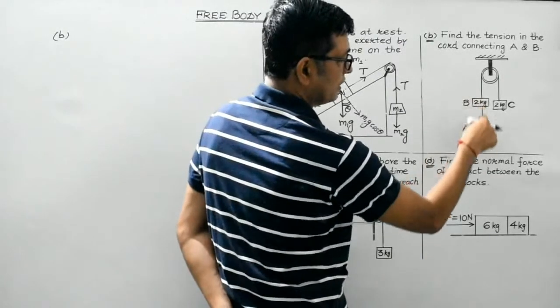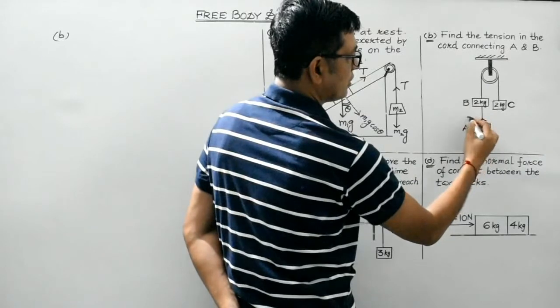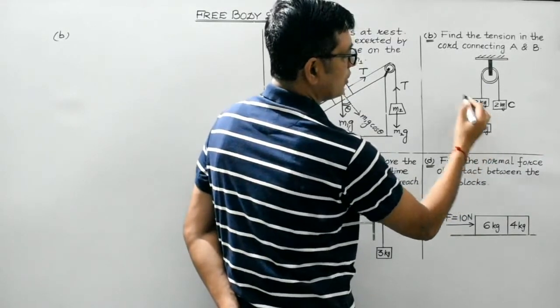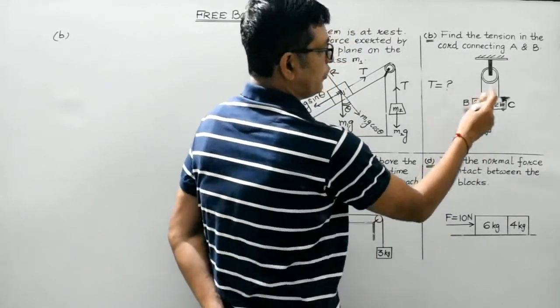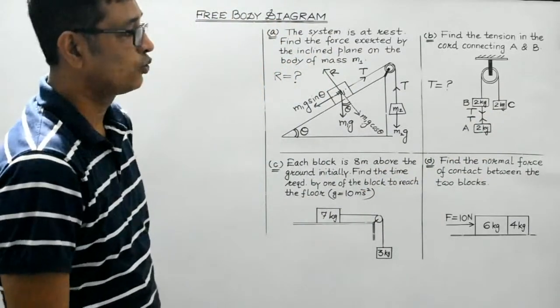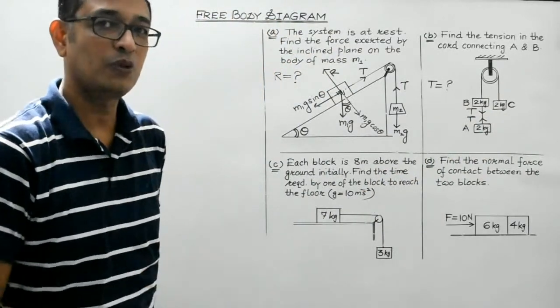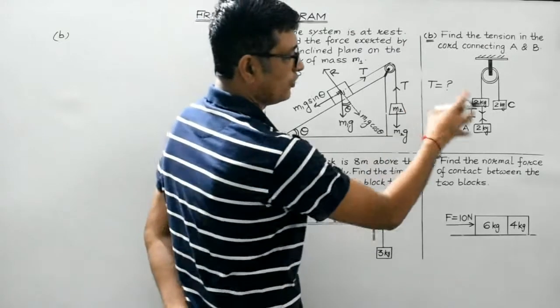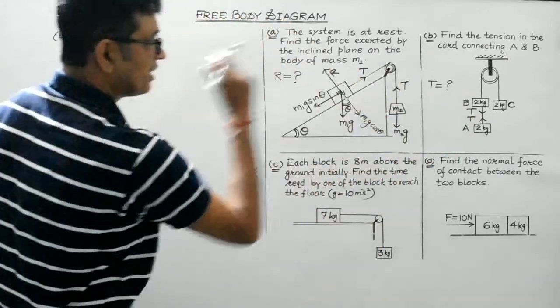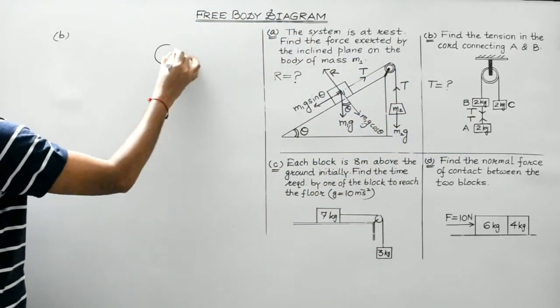We are supposed to find out the tension. So suppose that tension is P. Right? This tension is to be determined between A and B. Now before that, students, we need to find out the acceleration of each of the bodies. Here the acceleration of each of the bodies would be same. This diagram may be redrawn in this particular manner.